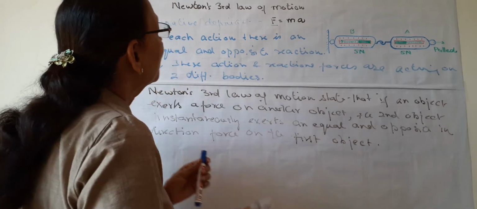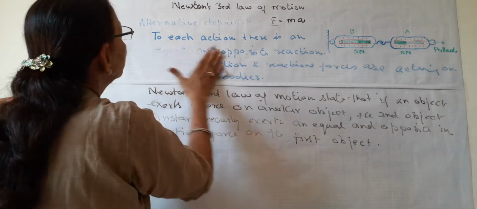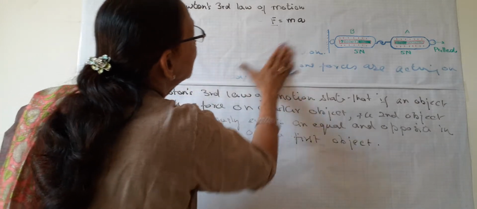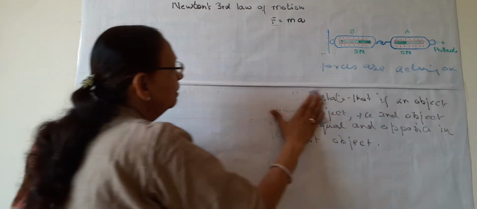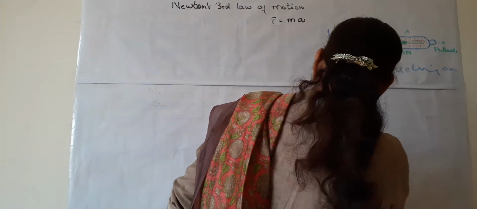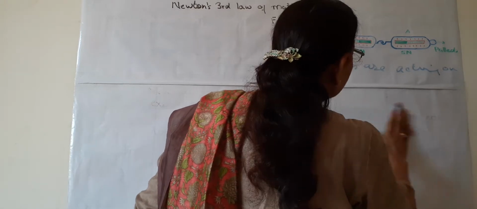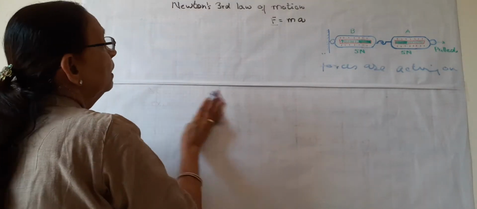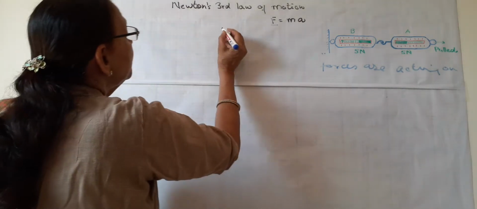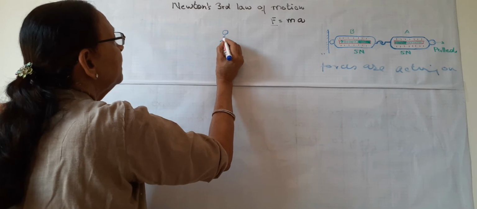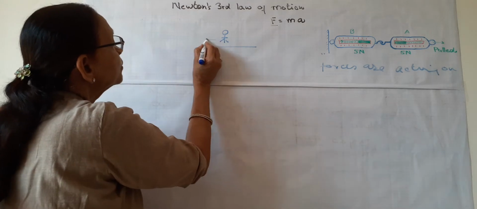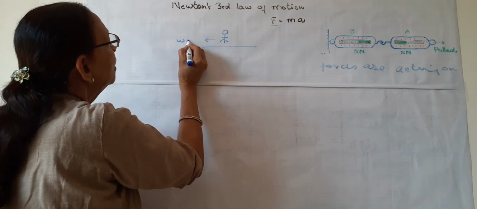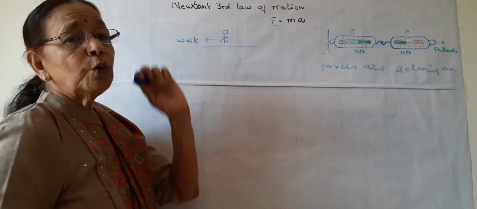Now we will try to understand this Newton's third law by some examples. I will give you two or three examples by which it will be more clear. And these examples are from our day-to-day life. Suppose a man is standing on a road. He wants to walk forward. He wants to move forward.